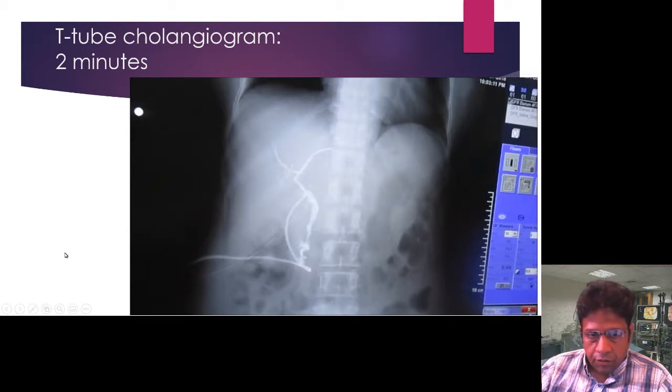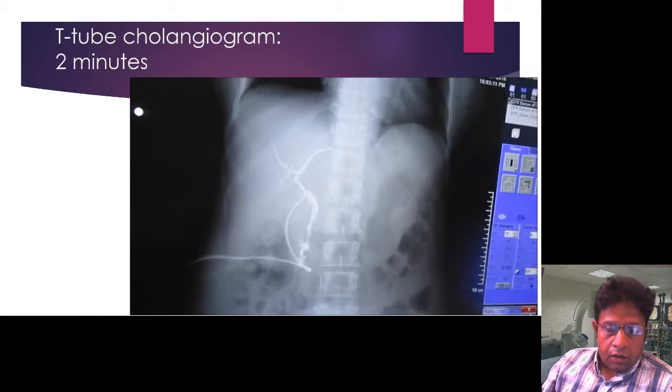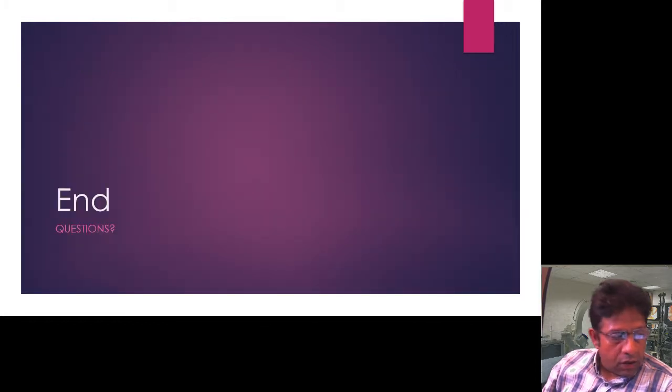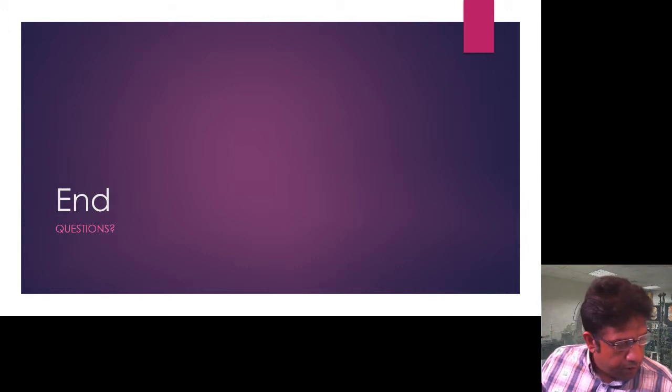It's just a neat little video clip showing you the T-tube cholangiogram. These are the kind of questions that come out in OSCEs. People get still images, and it's important to actually understand how this image is obtained. Unfortunately, we don't always get an opportunity to see these procedures being done, therefore these videos will be of benefit to you. That brings us to the end of this lecture, and if there are any questions, please feel free to post them on WhatsApp.